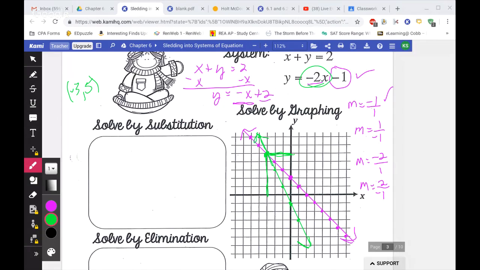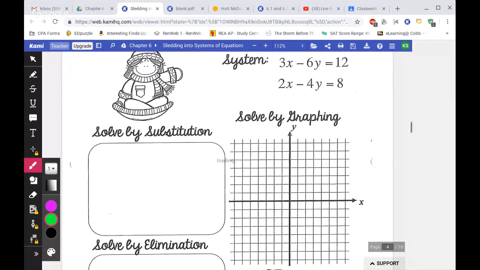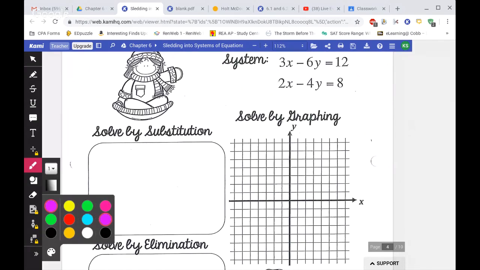Any other questions on this one? Substitution or elimination for this one? Miss Sparks, can you do page 4, substitution and graphing? Page 4? Yeah, I sure can. Is that this one? Yes, ma'am. Just to confirm. Okay, yes, I absolutely can.